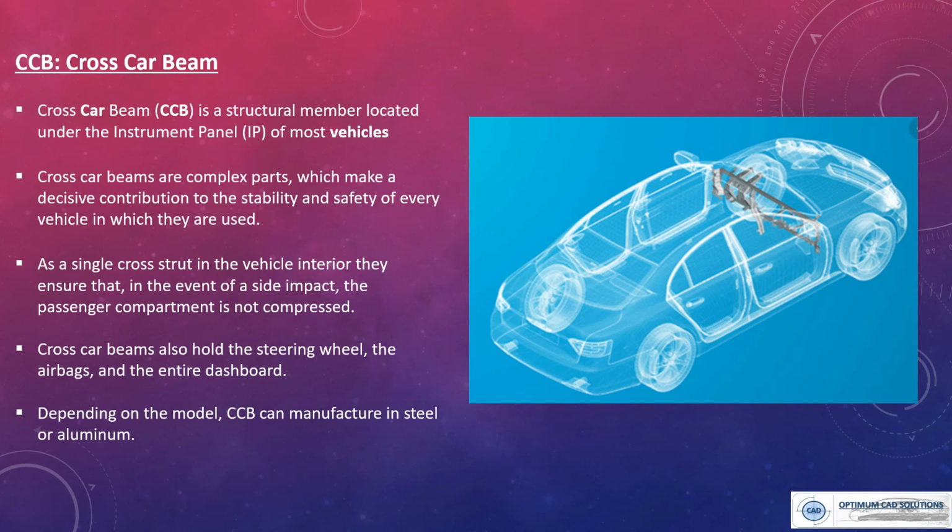So cross car beam, that is the CCB, is a structural member located under the instrument panel in most of the vehicles. The CCB is a complex part which has an important contribution to make a stable and safe vehicle. As a single cross strut in the vehicle interior, it ensures that in the event of a side impact, the passenger compartment is not compressed. The cross car beam, that is CCB, also holds the steering wheel, airbags and the entire dashboard. Depending upon the model, CCB can be manufactured and designed, and the material is normally steel and aluminum.